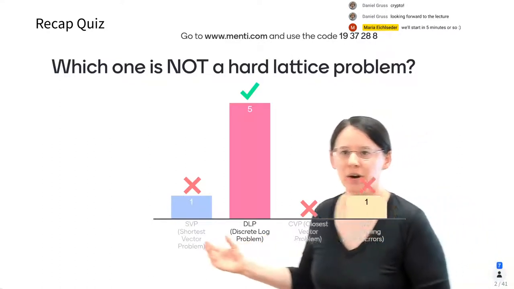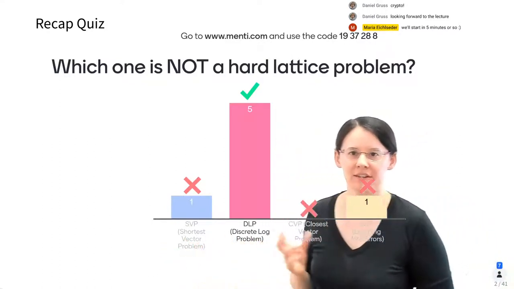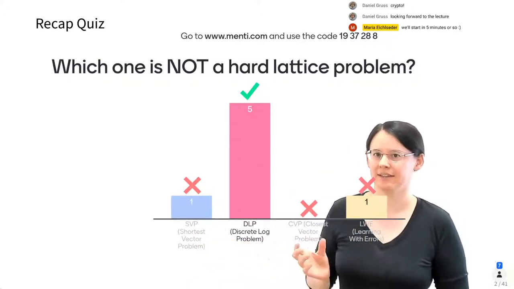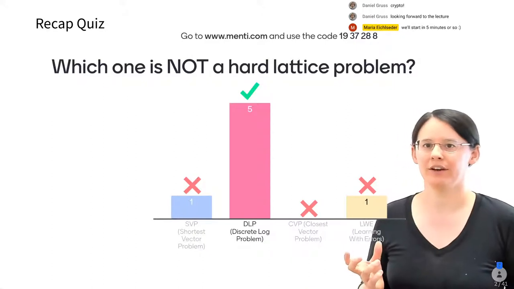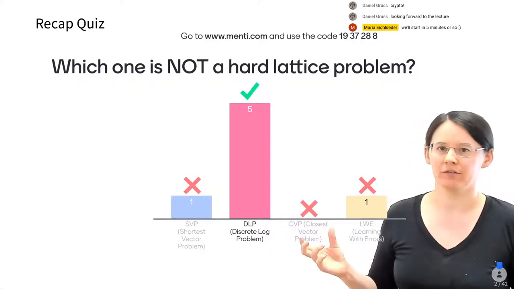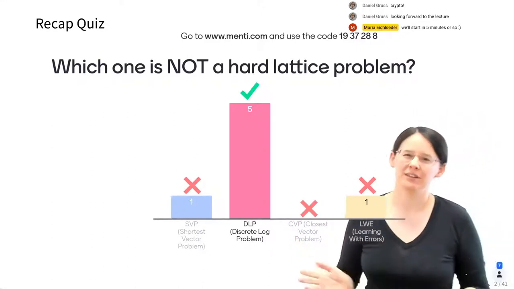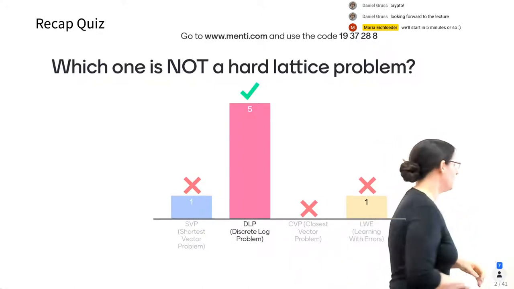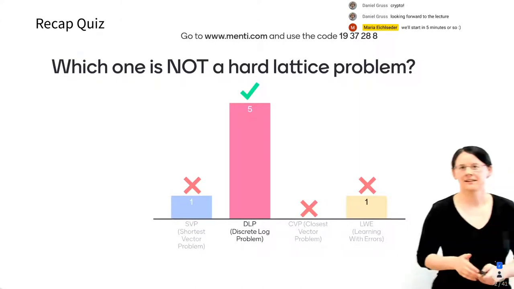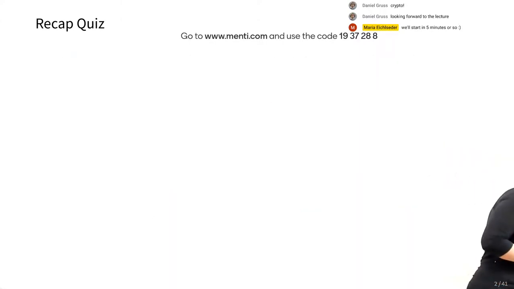So we have two vector problems here, the shortest and the closest vector problem, which we did discuss in the previous lecture. And this one here, the learning with errors, is a bit of a variant of the closest vector problem, which we didn't cover in detail, but just mentioned briefly. Okay, but good job, everyone. Let's have a look at the next one.